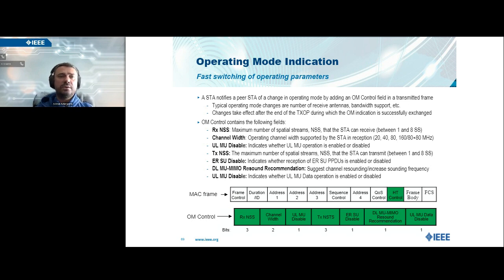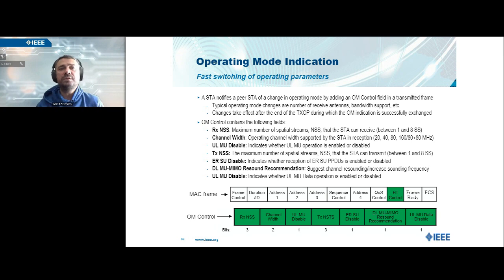Having finished with intra-PPDU power save, the last power save mode that we're going to cover is operating mode indication. The operating mode indication does not really rely on going to those states or being unavailable to save power, but it relies on fast switching of operating parameters to achieve power consumption reduction.